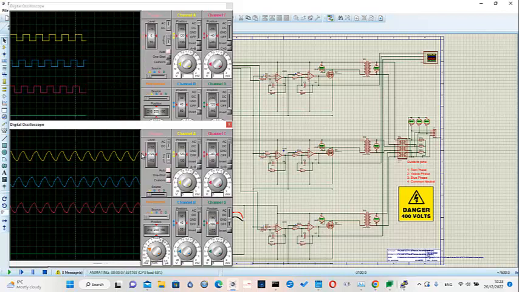And as you can see, again, each phase is a third of a cycle apart, as you would expect, 120 degrees. So, for example, if you compare with yellow phase, blue phase is actually a third of a cycle ahead of yellow phase, and red phase is a third of a cycle behind.